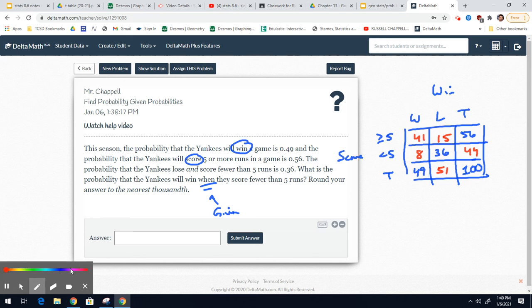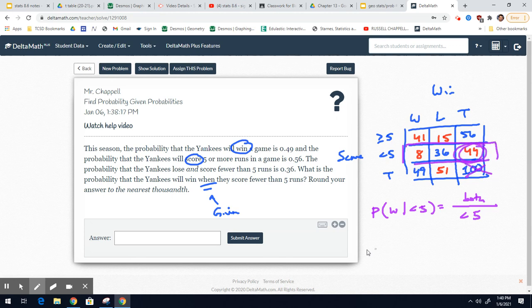Okay, so we want to know, what is the probability that they'll win given that they score fewer than 5 runs? Probability of winning given that they score less than 5 runs. Well, that's going to be both over the less than 5 runs. So we're looking at the less than 5 runs row, and that means 44. We're not using the 100. So my bottom number is 44. And in that row, when do they win? They win 8 times. We're going to divide that and round to the nearest thousandth. So we do 8 divided by 44, and I get 0.181818, tenths, hundredths, thousandths. The 8 rounds the 1 up to a 2. 0.182.